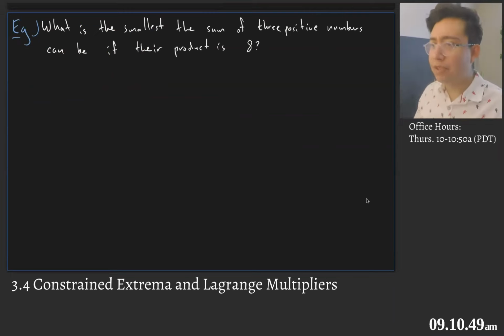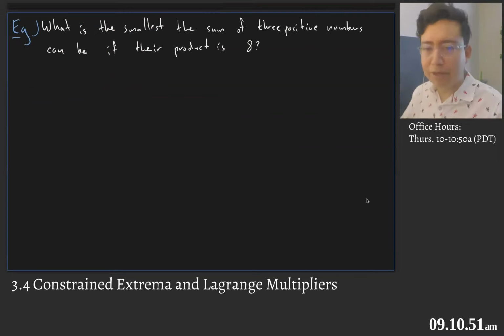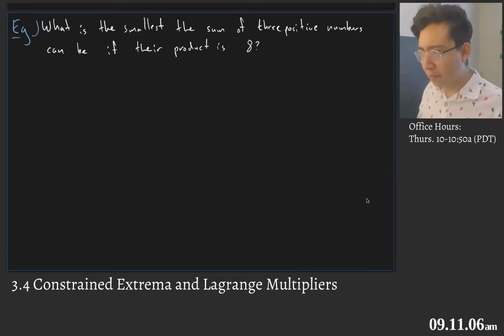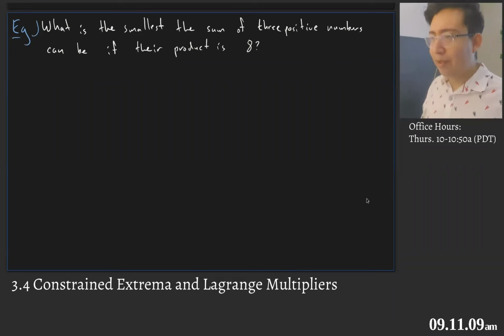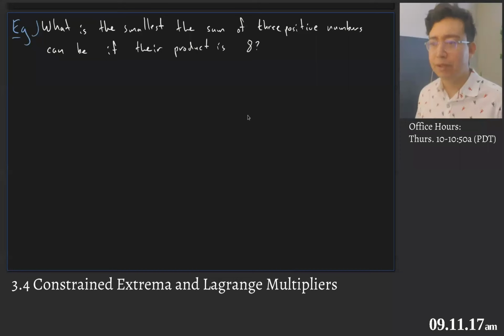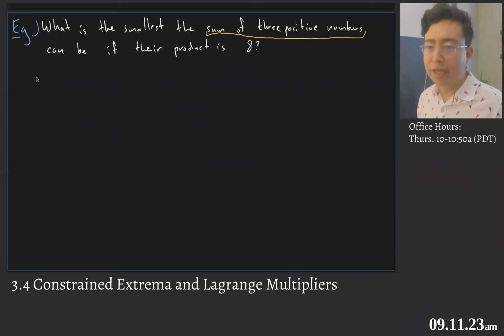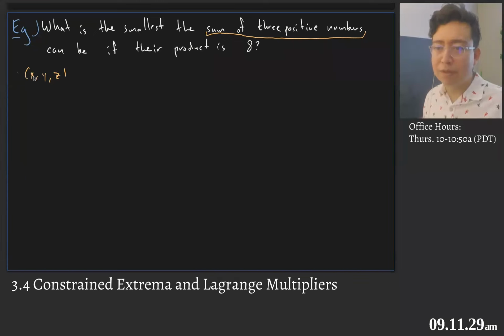This one is kind of interesting because at first it just seems like a random riddle. What is the smallest that the sum of 3 positive numbers can be if their product is 8? Basically, we can set this up as one of these extreme value questions. With the sum, we have the sum of 3 positive numbers. We'll just give them a name: x, y, and z are your 3 positive numbers.